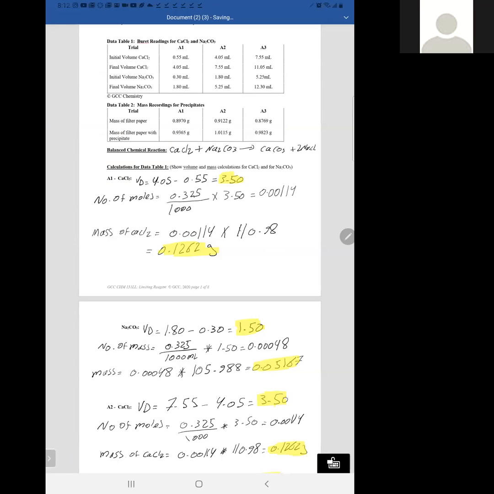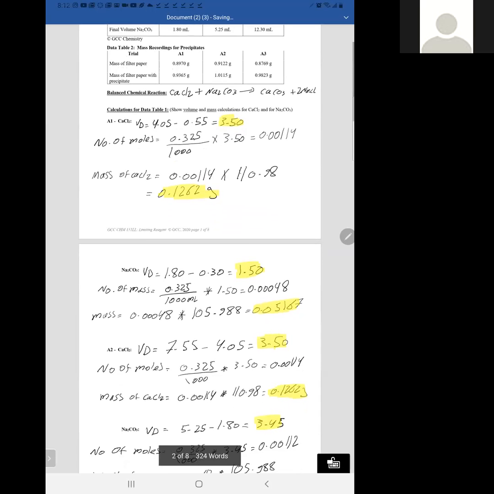Okay, go ahead. So for A1, we have CaCl2, and our volume that we find is going to be 3.5 milliliters. And then we end up getting the moles. So once we do the calculations, we end up getting 0.00114 moles. And then after multiplying that by the molar mass, we get 0.1262 grams of the substance.